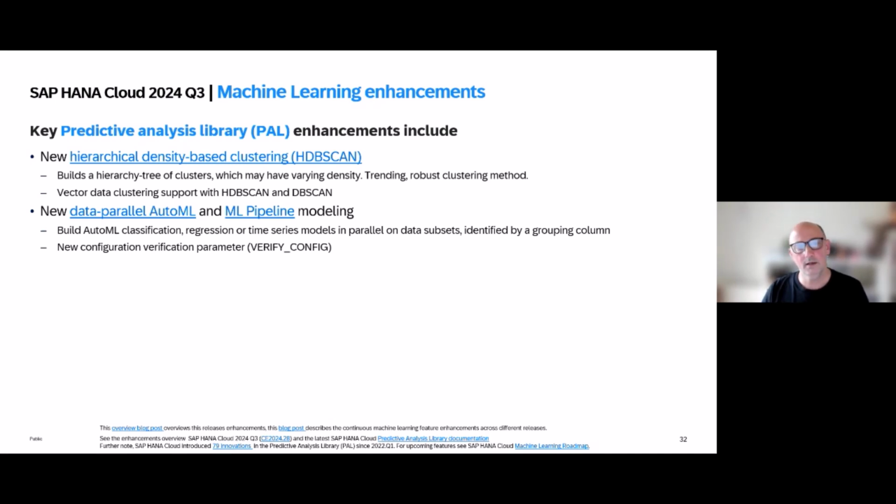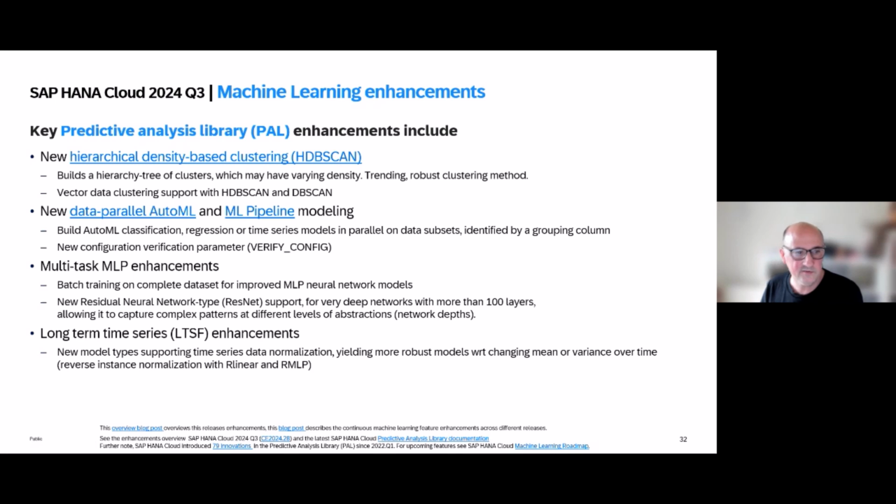And a highlight, adding onto the topic of working with vector data, is that HDBSCAN and DBSCAN are the first two functions in the PAL library which allow processing vector data. So we can use those functions to identify clusters in the respective vector data Shabana has just shown, for example. Additionally, there are two new functions in the area of AutoML and machine learning pipelines. Basically, a feature which allows you to use the AutoML engine and execute it in parallel on subsets of your data, which you identify by a grouping column in the data you want to analyze. We'll see that in a second, also in an example or screenshot here in the slides.